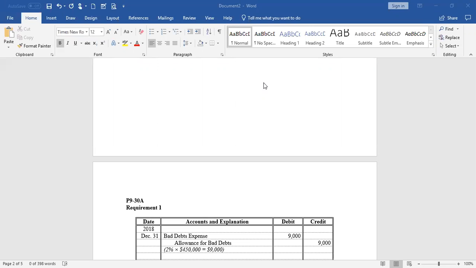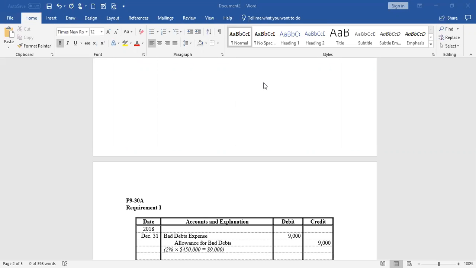Now, one way of estimating is using the percentage of net sales, and that's what we're doing in problem 930A. So Delta Watches completed the following selected transactions during 2018. In part 1, they ask us to open T accounts for the allowance for bad debts and the bad debt expense account. And then they ask us to complete the journal entries for all these transactions. So let's take a look.